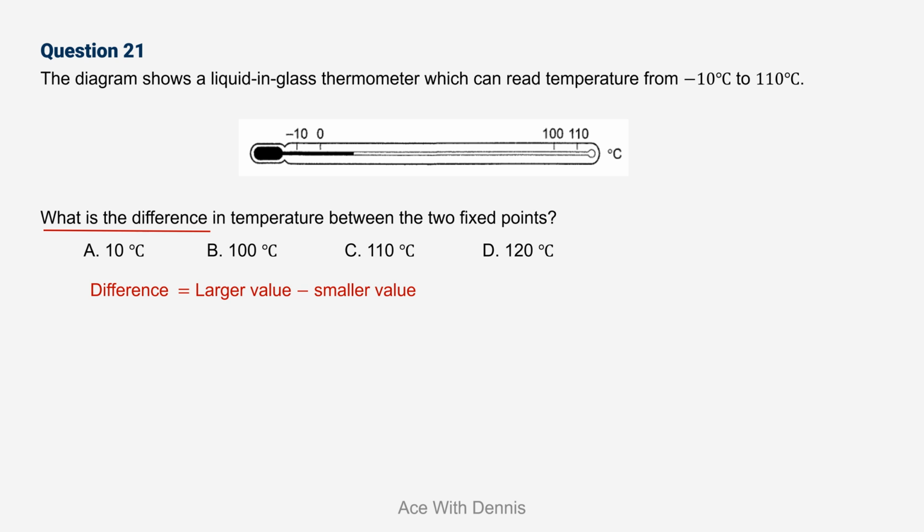So the difference is the larger value minus the small value. So for this case, the range is from -10 degrees Celsius to 110 degrees Celsius. Hence, the difference will be 110 minus -10, which gives us 120 degrees Celsius. Therefore, the answer is D, 120 degrees Celsius.